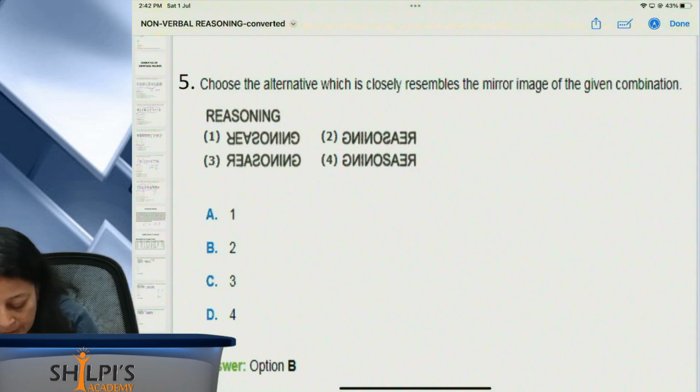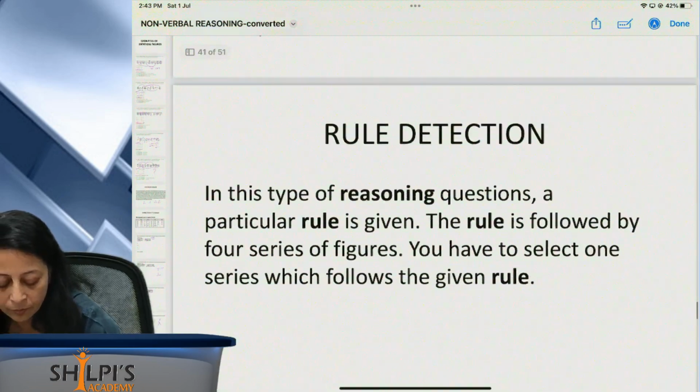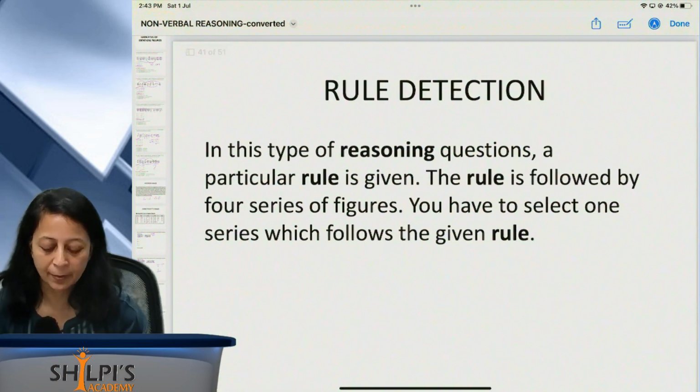Now going for the next one, it should start with G, so here in G, Ningo, but you can see that S looks like S, it should be in the mirror image, it will be like this, so the option is 2. Okay, that is about your mirror image, students.